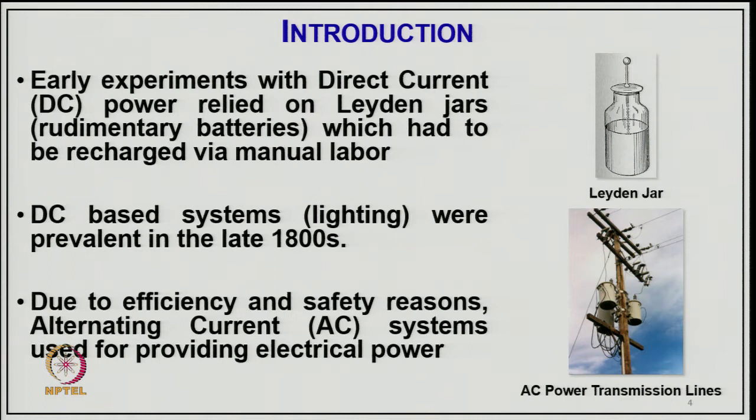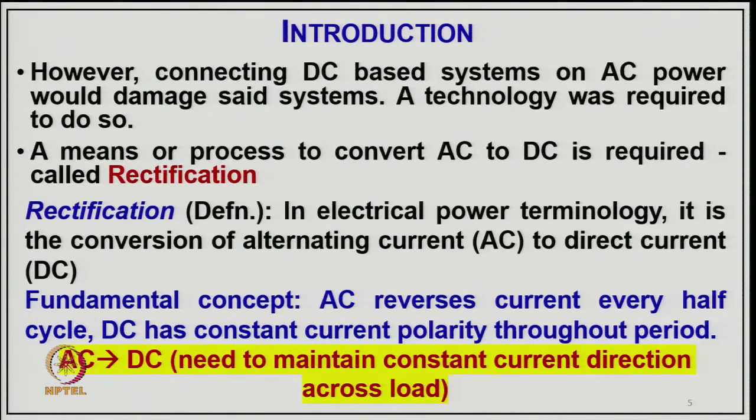manual labor. Then later on DC based lighting was prevalent in the late 1800s, and due to efficiency and safety reasons, of course, the alternating current system was used for providing the electrical power, which we already discussed as the war of AC and DC. Finally, the AC won the war. So, it has gone to the AC.